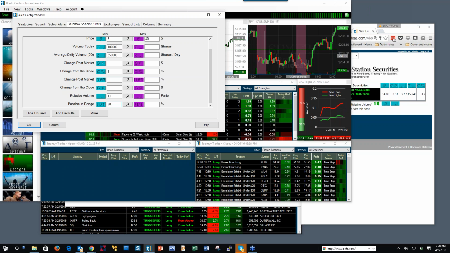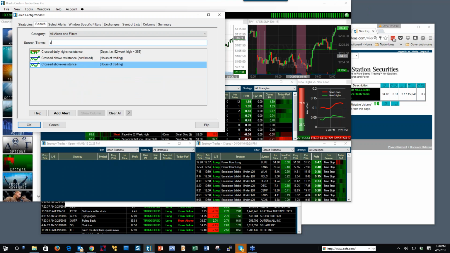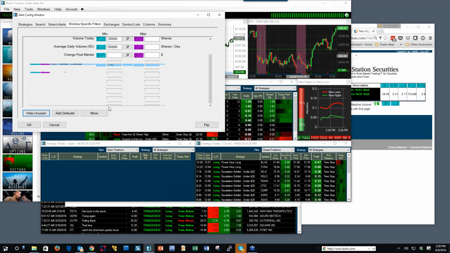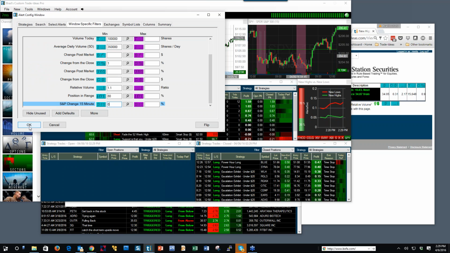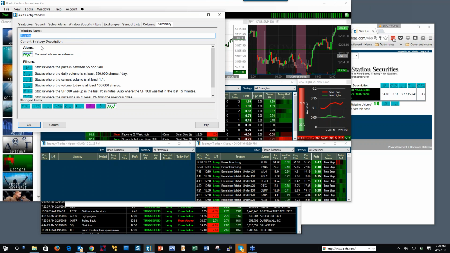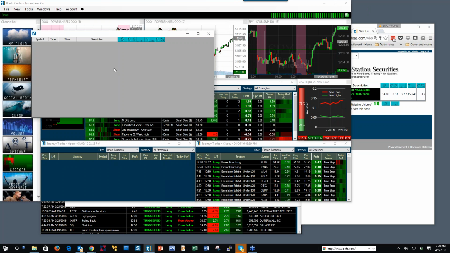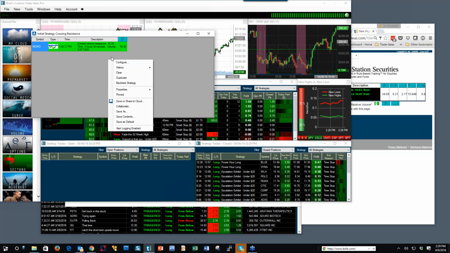hypothesizing on a strategy, thinking of how this would do if I was to then buy every instance of this type of signal. Another thing I could do is I only want to do it when the SPY is up over the last 15 minutes. I don't want to say for the day, but let's just call this my initial strategy, crossing resistance. Okay, so this is my alert window right here, and the system's running really slow.